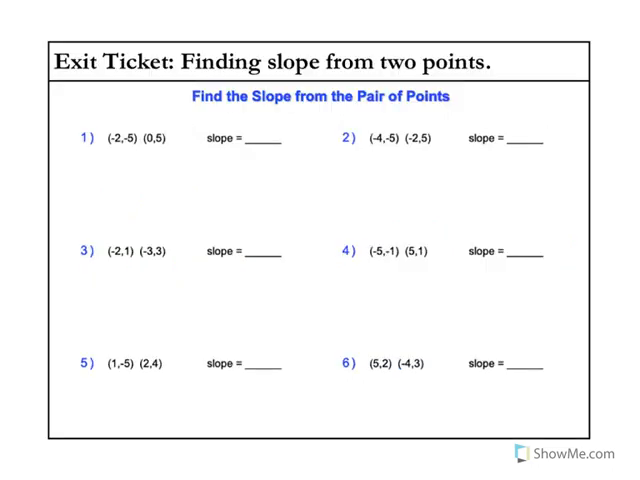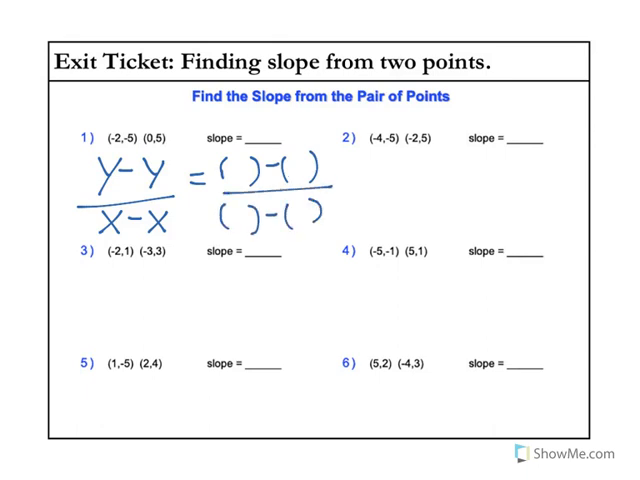So why don't you get started on your exit ticket? Write the formula out first, and then use parentheses, and remember you're always subtracting. So you can fill out that kind of a guide and then fill in all the numbers as you need them and use your calculator to calculate the answer.